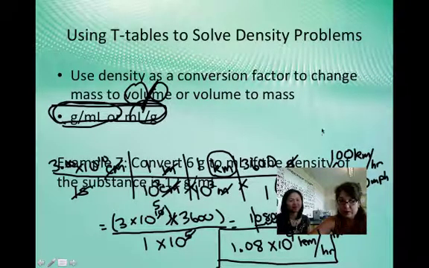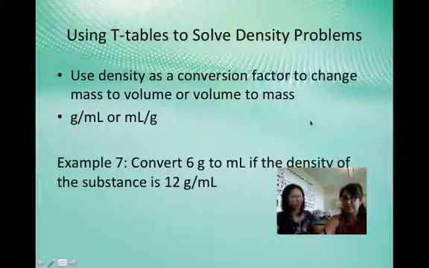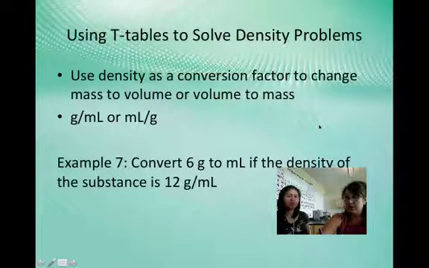All right, we have one more idea to talk about. This is how to use density in your t-table. We just talked about density in the last podcast, right? So this is something you probably never considered before. You can change mass to volume, or you can change the volume to mass as long as you know your density.